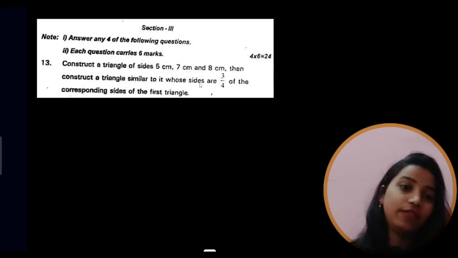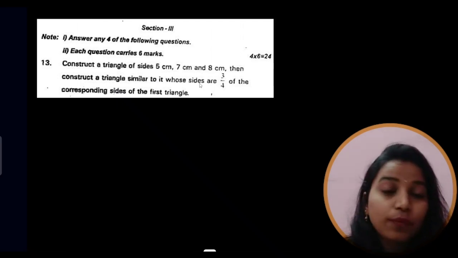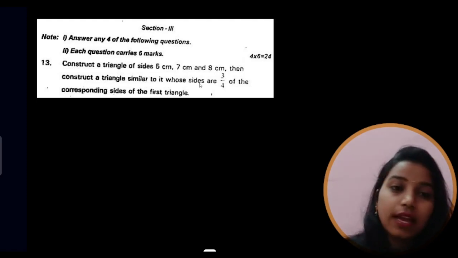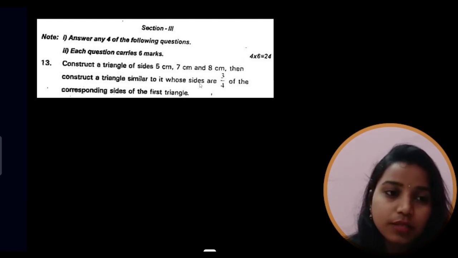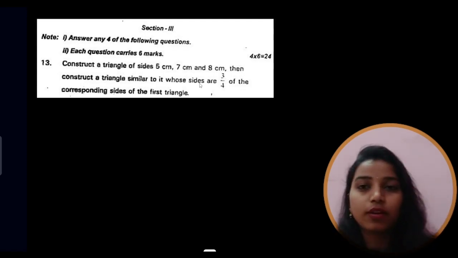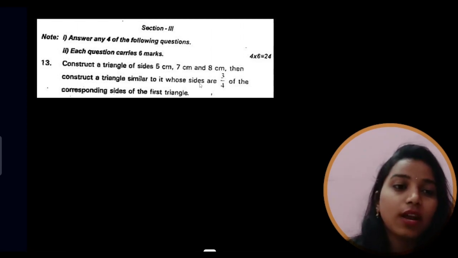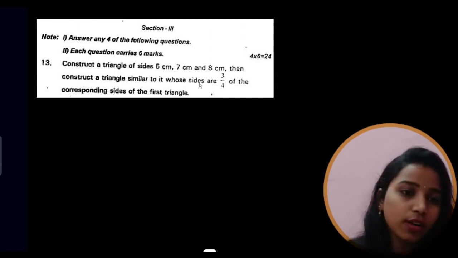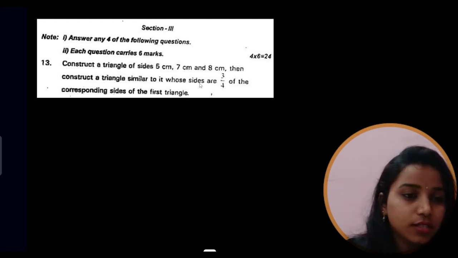Yes, now we have come into the third section. In this section, we have to answer 4 questions, and for each question we'll get 6 marks. So total how many marks we'll get from this section? It is 24, and yes, we do have one choice also. We have 2 choice questions in this. So first, let's see the question.